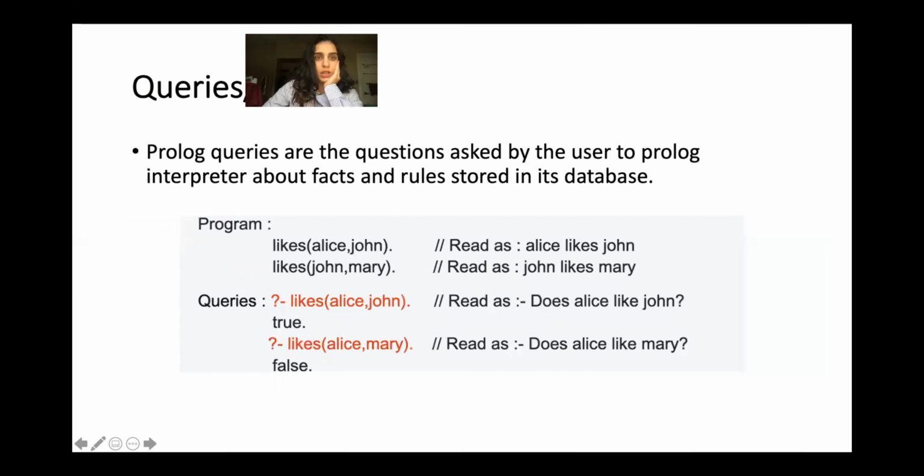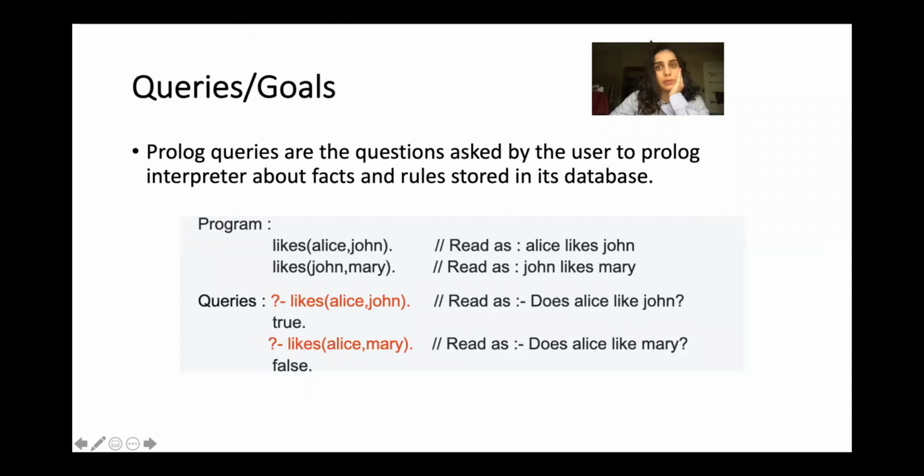Okay, so now we have to understand what queries are, which are the same as goals, and these are the things that we ask Prolog as the user. Prolog has a database which is defined by these facts over here. So Alice likes John and John likes Mary. Now, if we ask Prolog, does Alice like John? This is a question, and the Prolog interpreter says true. Now, if we ask, does Alice like Mary? Notice that this is not written anywhere in our database, so the interpreter is going to say false, even though that might be the case in reality. We ask the questions that we write about the database, and that's what the Prolog interpreter answers.